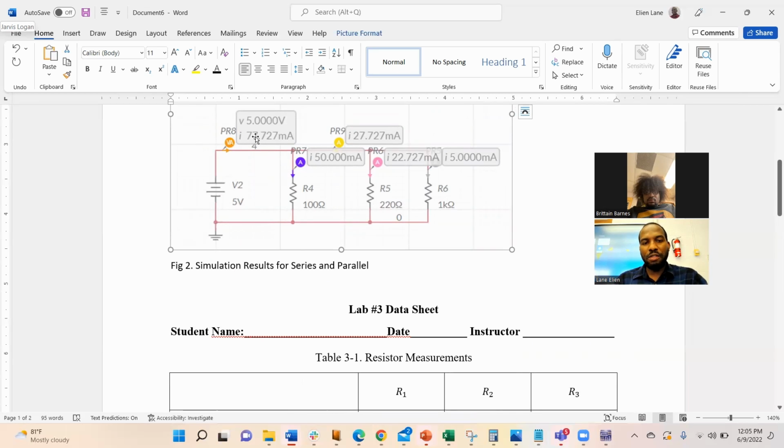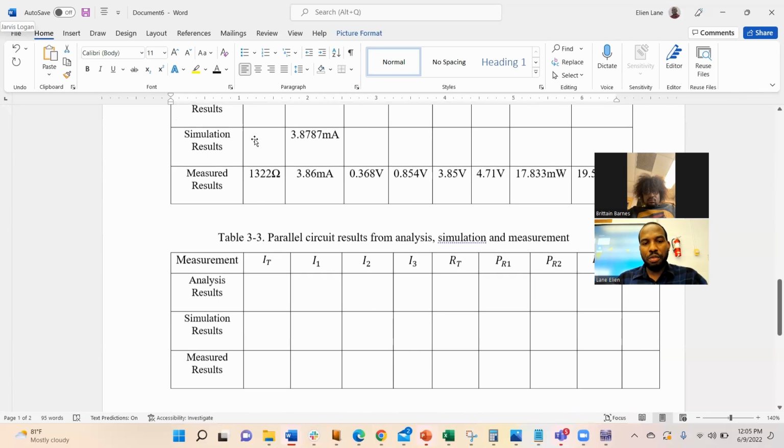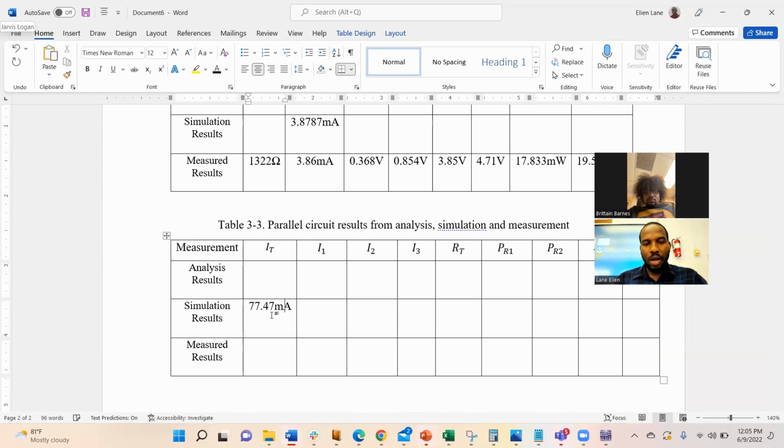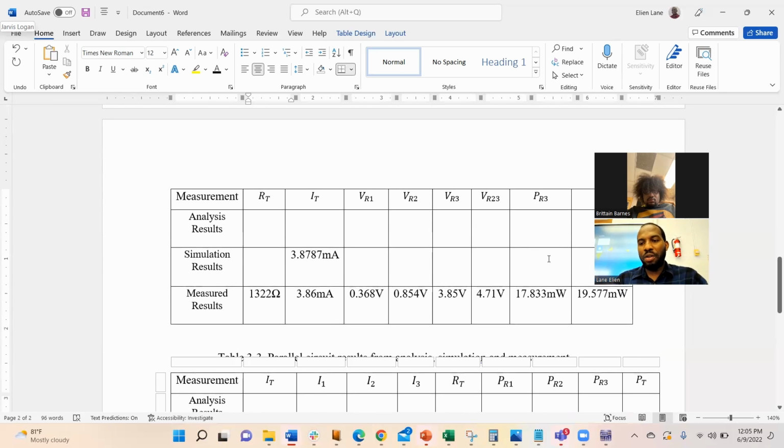For example, what's IT for parallel? IT is 77.72 milliamps. So I go for parallel. What is IT? 77.47 milliamps. So again, you put your data in the table from the picture. Some things you do not have in your simulation results, so you don't need to include them, or you can decide to calculate them as well.